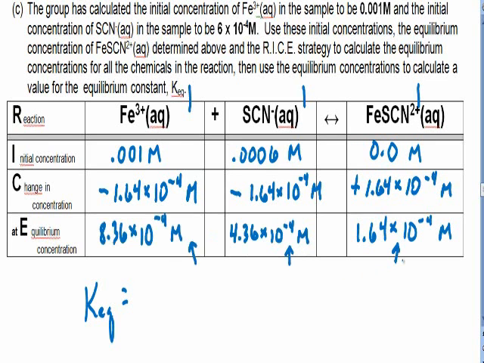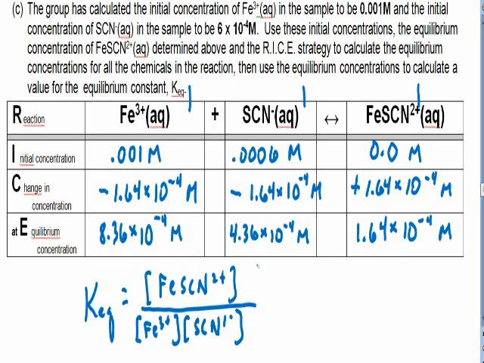The equilibrium concentrations now need to be inserted into the equilibrium constant expression, and we can calculate the equilibrium constant. This would be our setup for the equilibrium constant expression. It's a ratio of the concentration of our products divided by the concentrations of our reactants. Inserting the equilibrium concentrations into this expression will allow us to calculate the equilibrium constant.